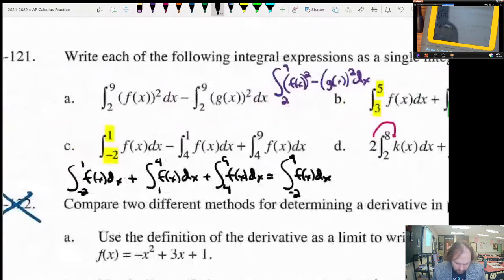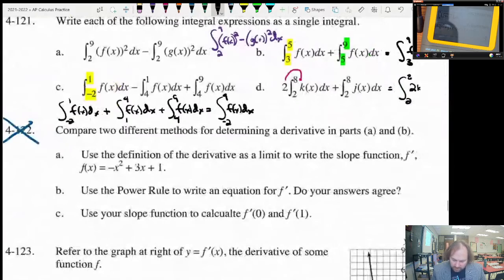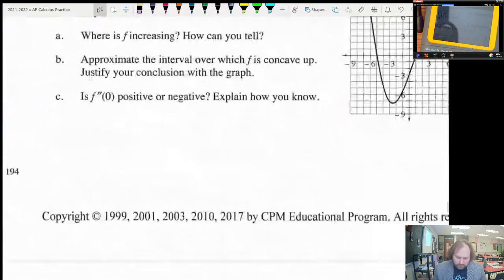Okay, we're not going to do 122 because I don't really care about the limit form of a derivative much anymore. We saw it on the exam. We'll talk about that a little bit too.